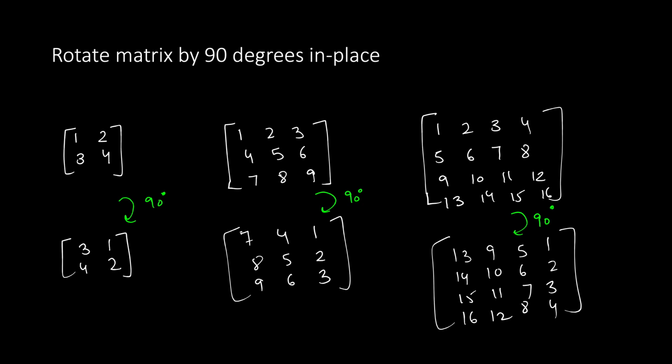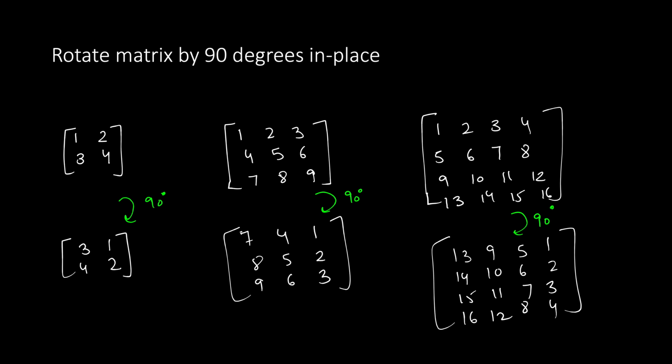The problem statement says that you have to rotate the matrix by 90 degrees and in place. So you have been given an n cross n matrix and you have to rotate it in place by 90 degrees. So if you see this 2 cross 2 matrix, 1, 2, 3, 4, after 90 degrees it becomes like this. Similarly, you can see the examples of 3 cross 3 matrix and 4 cross 4 matrix. So you have to, let's assume, rotate it clockwise.